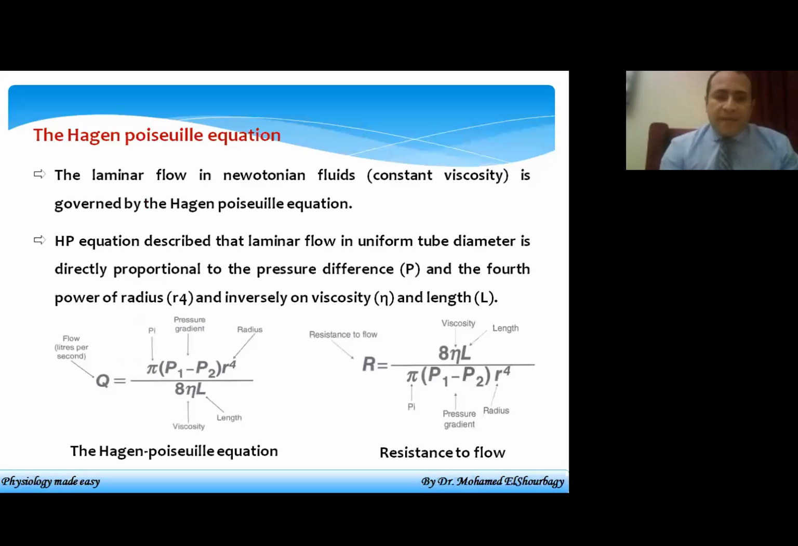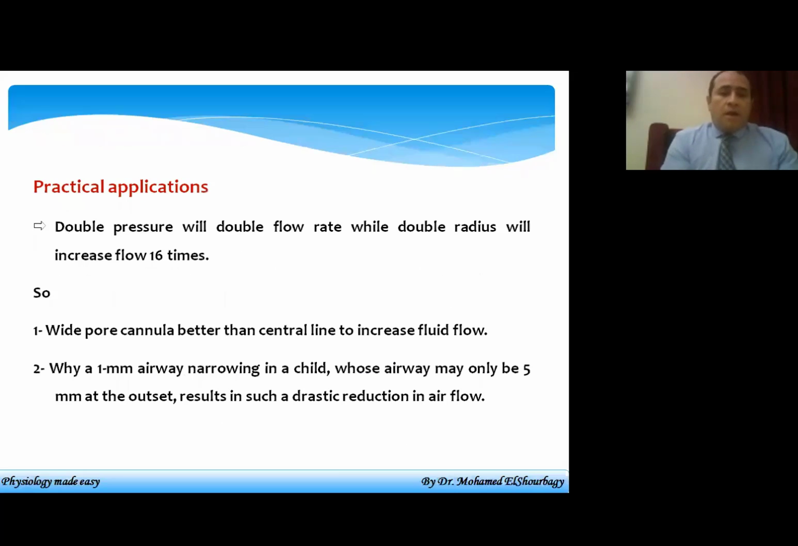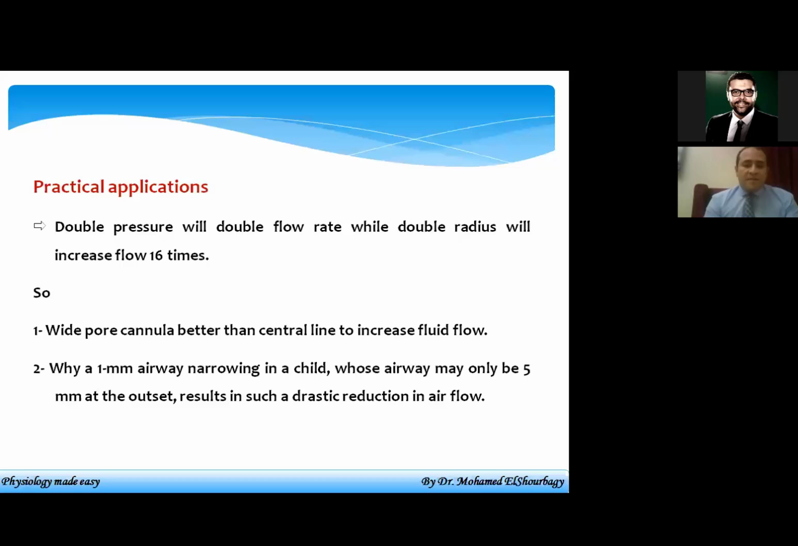What about the practical application of the Hagen-Poiseuille equation? Doubling the pressure will double the flow rate. But the most important, doubling the radius will increase flow about 16 times. So why is a peripheral cannula better than a central line for increasing fluid flow? Because we play on the fourth power of the radius. And why does a 1 millimeter airway narrowing in a child, whose airway may be only about 5 millimeter at the outset, result in such a drastic reduction in airflow?